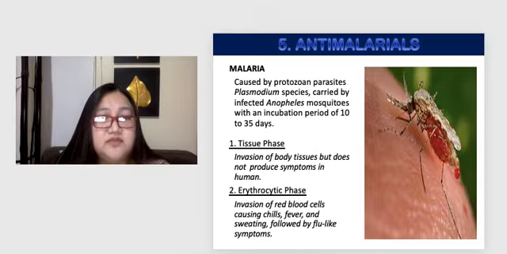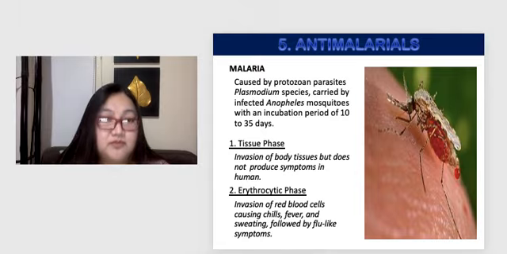Tissue phase, invasion of body tissues, but does not produce any symptoms at all in human. Kaya delikado yung anti-malaria. Nasa early stage ka, wala kang nararamdaman. Pero pag nandun ka na sa erythrocytic phase na napakadelikado, from the word erythrocytic, it's erythrocytes, RBC invasion. Okay? It can cause chills, fever, sweating, followed by flu-like symptoms.